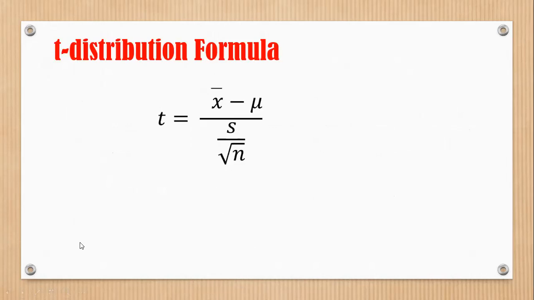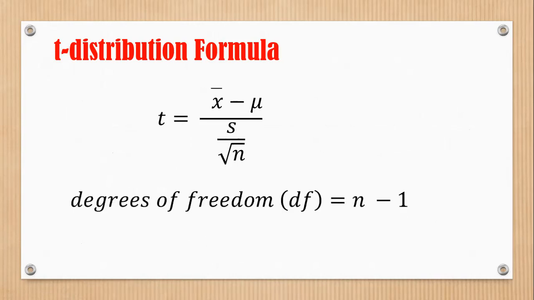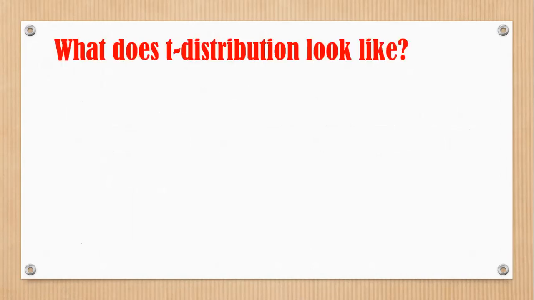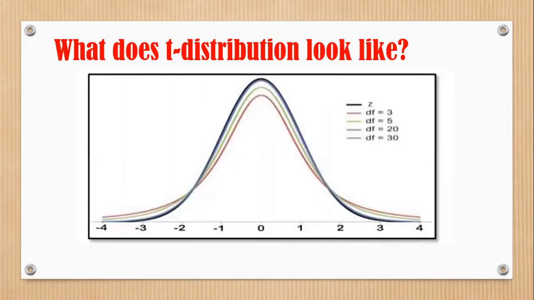It has a formula of t equals the sample mean minus the population mean, divided by the standard deviation over the square root of n. Then you need to find the degrees of freedom, which has a formula of n minus 1. Of course, if we have a Z table, we also have a t table. Considering the t-distribution, it looks like this.